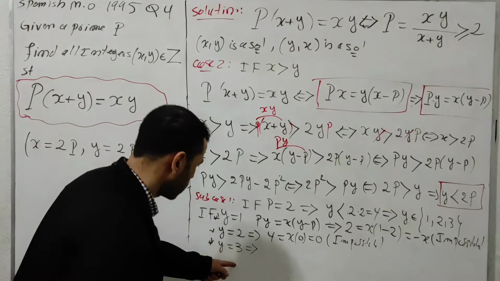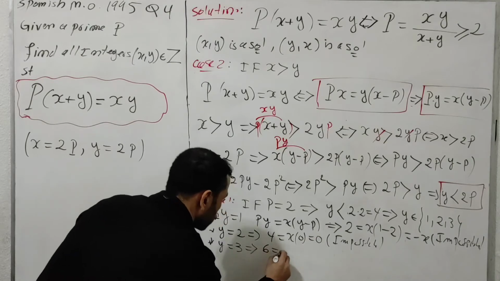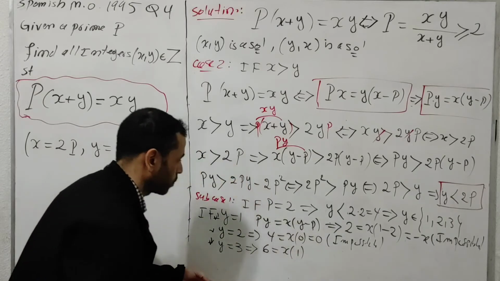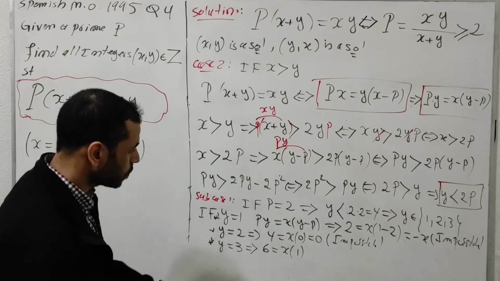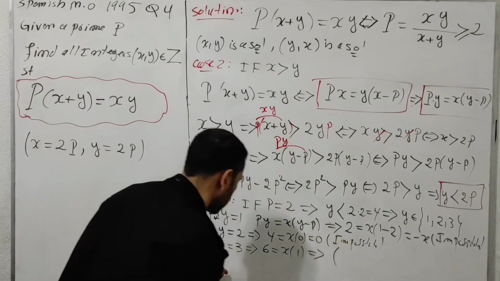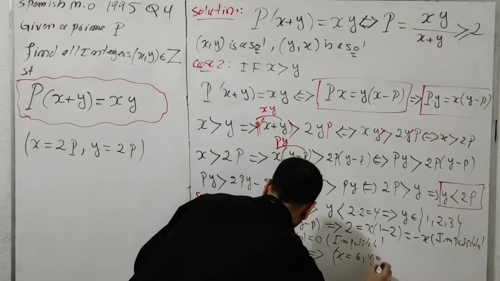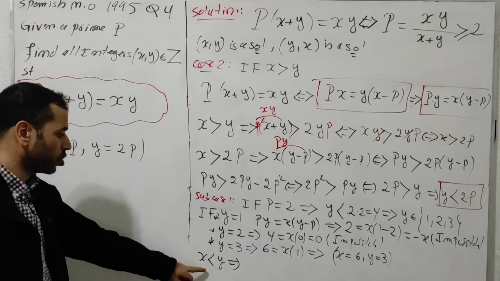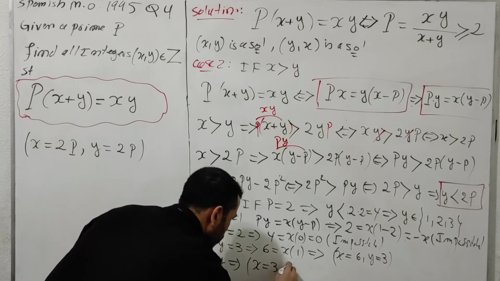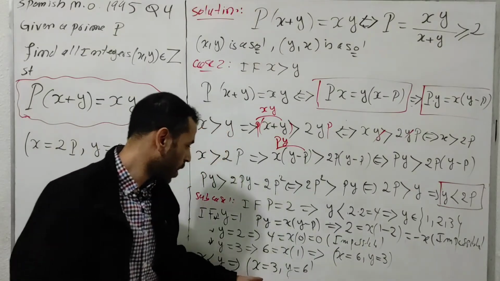This implies I'm going to replace y with its value. I will get 2 multiplied by 3, which is 6, equal to x multiplied by 3 minus 2, equal to 1. That means x equal to 6. Now I will have one solution here, x equal to 6 and y equal to 3. When we have x strictly inferior than y, by symmetry I will have another solution, x equal to 3 and y equal to 6.